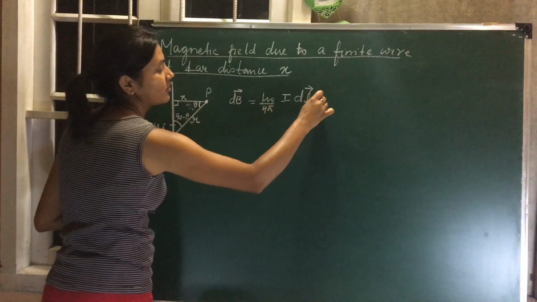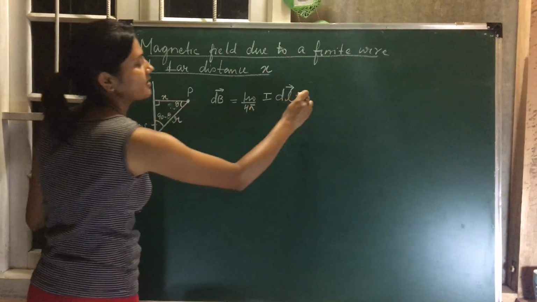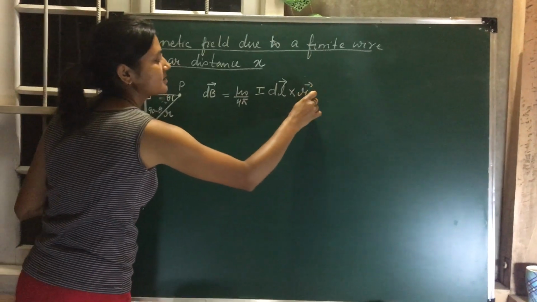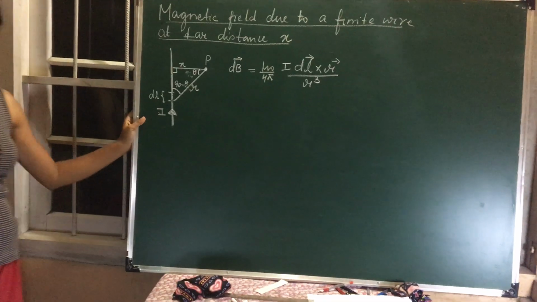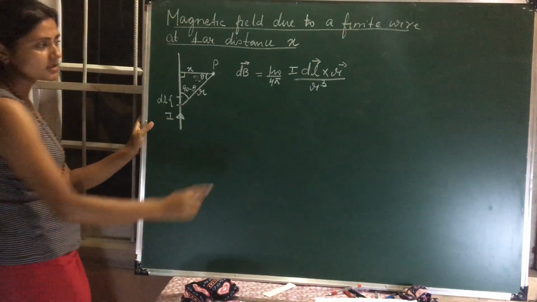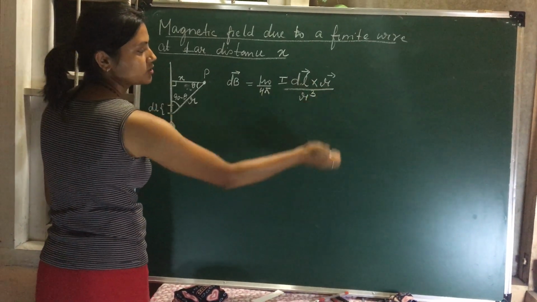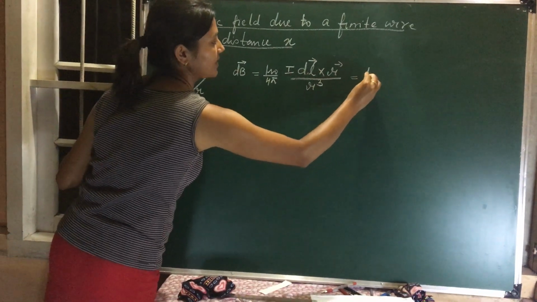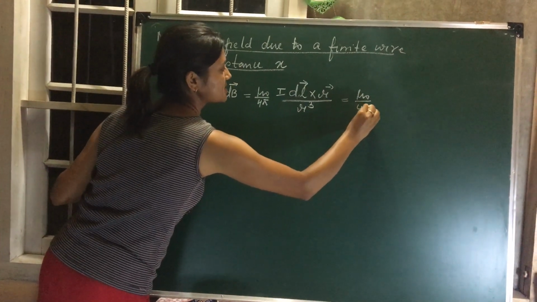dl cross r, what is the distance of dl from the point? This is r. dl cross r divided by r cube. This is the Biot-Savart law. Now, what is the angle in the cross product? What is the angle between dl and r? If I write it in terms of magnitude, then this is what?